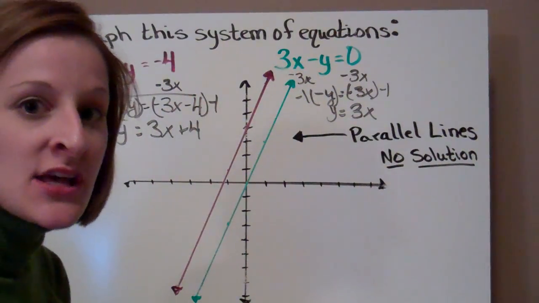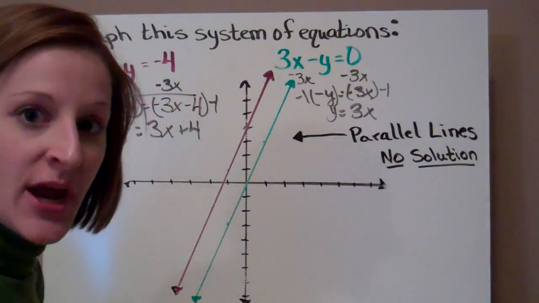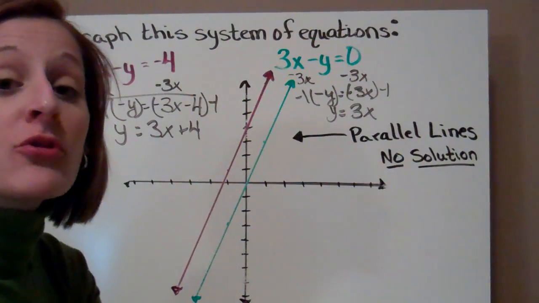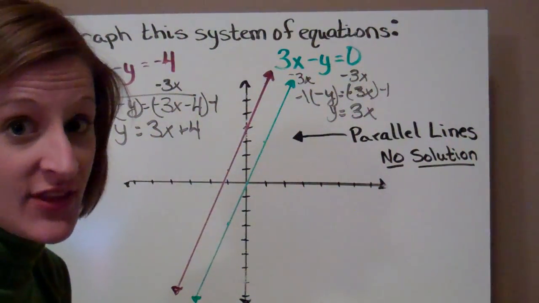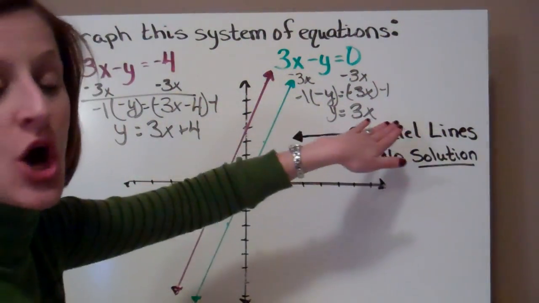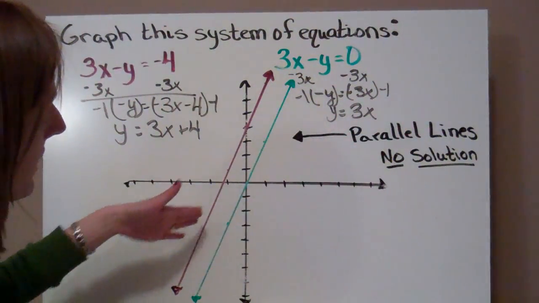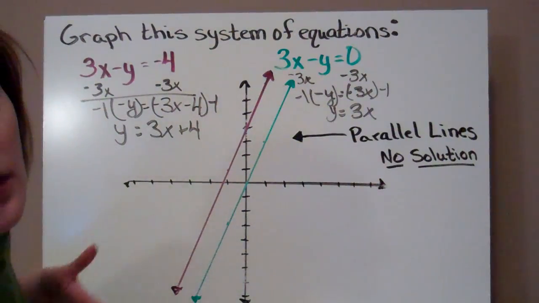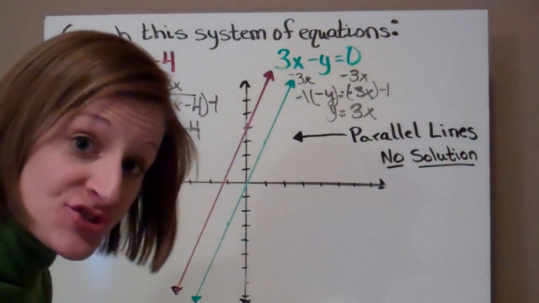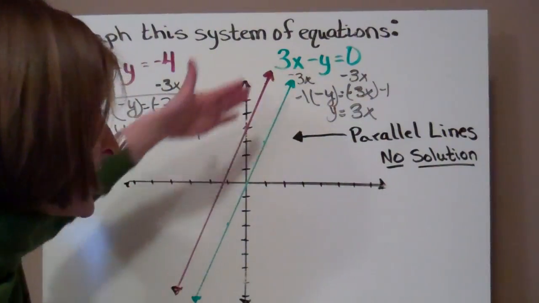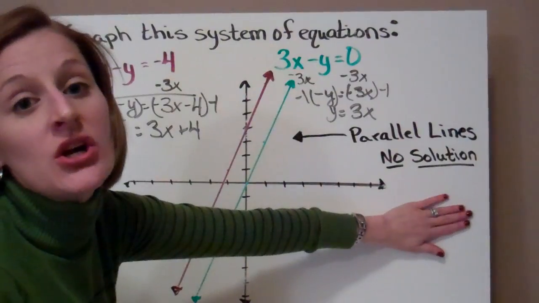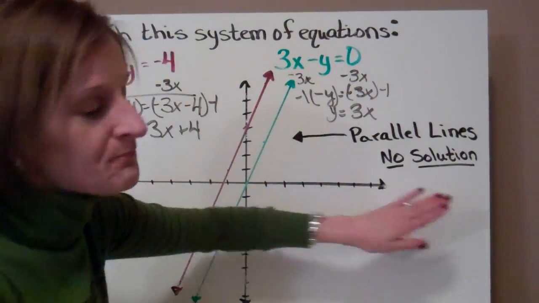That means, way back in the last chapter when we talked about parallel and perpendicular lines, remember those slopes were the same if the lines were parallel. These two lines have the same slope. Therefore, when you graph them, your lines are parallel. And the definition of parallel lines is that they never intersect. They're always going to be running parallel with each other. So your answer here would be no solution.